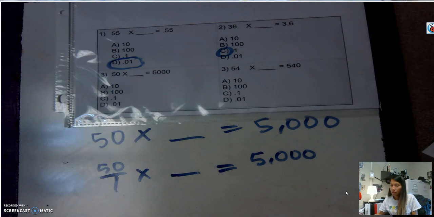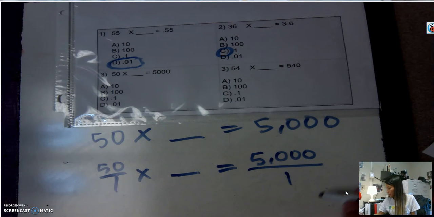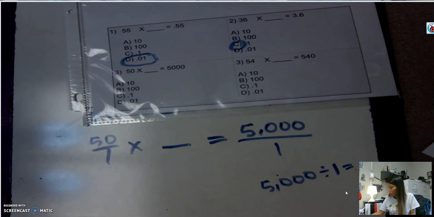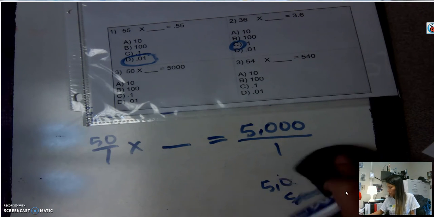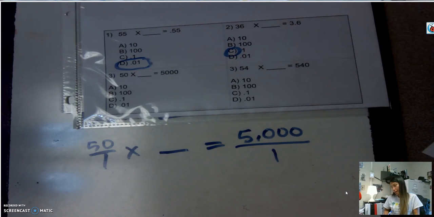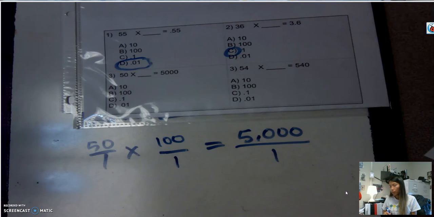Then that 5,000 is also a whole number, and I can always put it over 1. Remember when we said, why did we put it over 1? Because 5,000 over 1 is the same thing as 5,000 divided by 1. And 5,000 divided by 1 is the number itself, 5,000. That's just a reminder for ourselves. So I need to figure out, 50 times what will give me 5,000. Well, if I multiply by 100, I will get 5,000. Then 1 multiplied by what will give me 1? I know it will be 1.